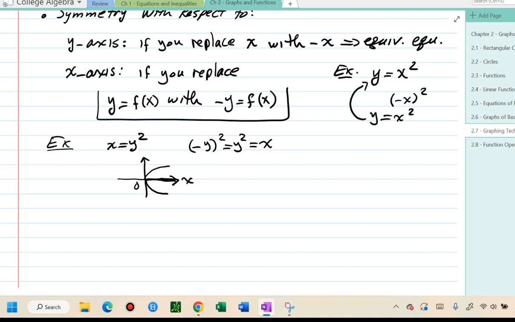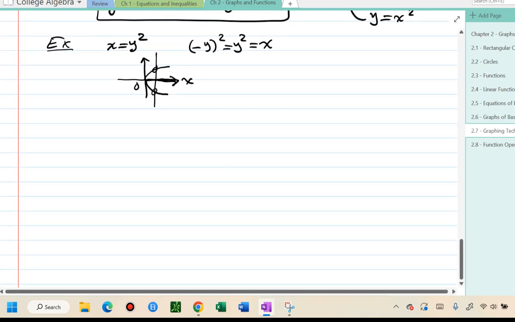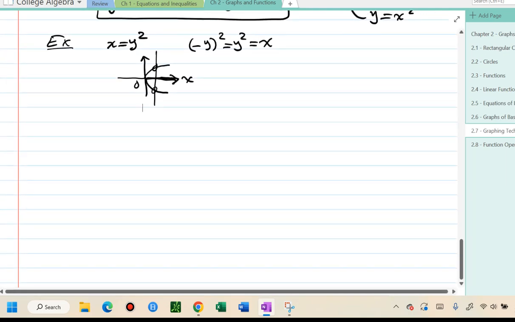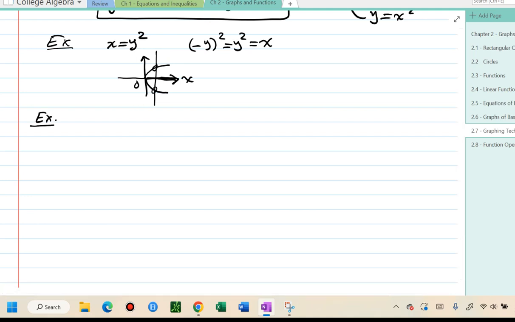Now the graphs that we work with, by the way, you can see if there is symmetry with respect to the x-axis, then the graph fails the vertical line test, right? And because we're working with functions, seldom, if ever, do we look at symmetry with respect to the x-axis. But this is a general discussion we're talking about. All right. Let's take a look at another example. Suppose I have this relation. Notice this is not a function. This is a relation.